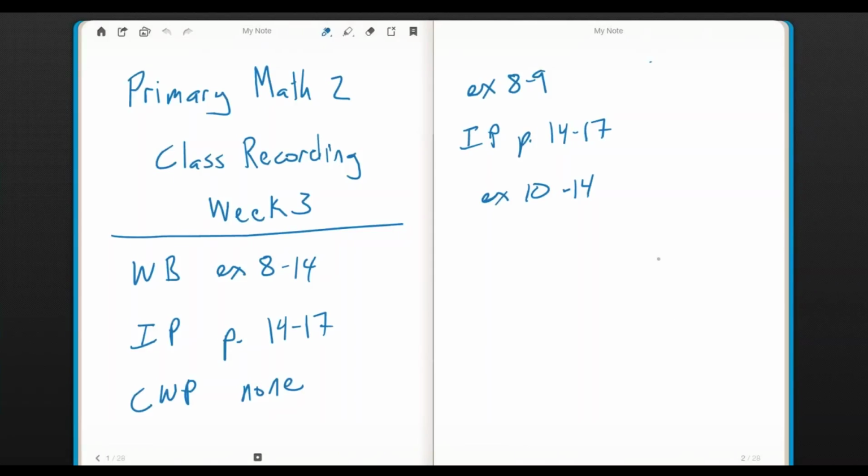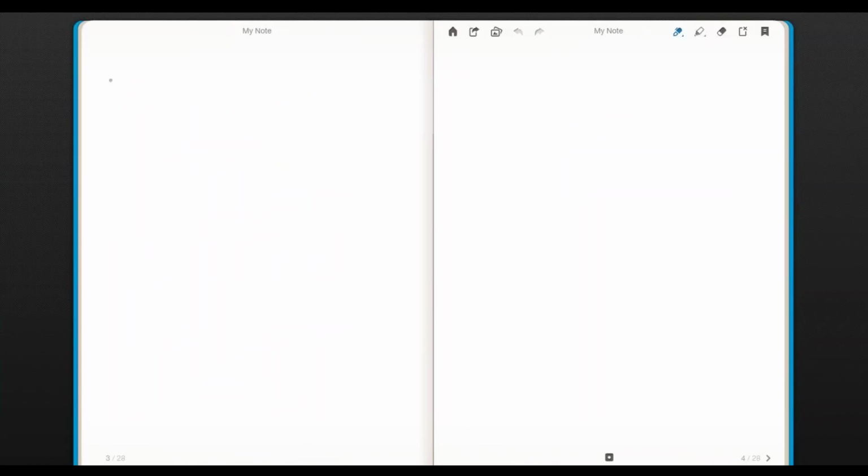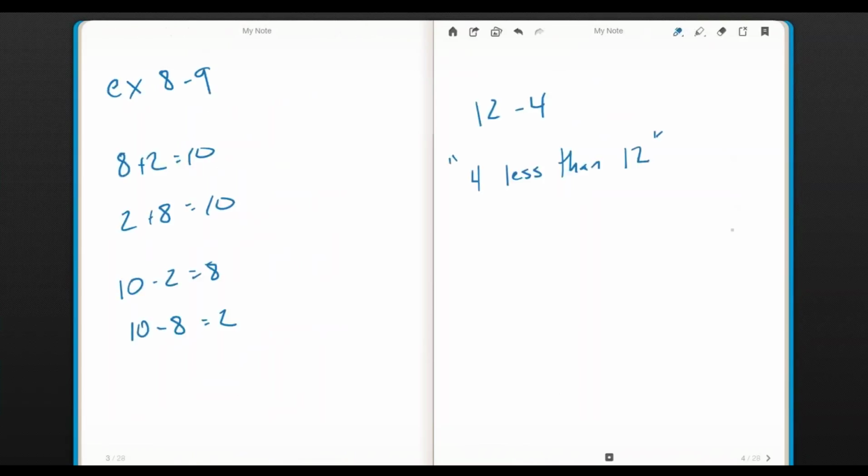Usually I don't, but this time I do have a suggestion about the order in which you complete these. I suggest you do the workbook first for exercises 8 and 9, and then you really need to do intensive practice 14 to 17 before you do exercises 10 through 14. Generally speaking, I don't have an opinion, but this time it particularly works out better that way. So let's start talking about the workbook, exercises 8 and 9.